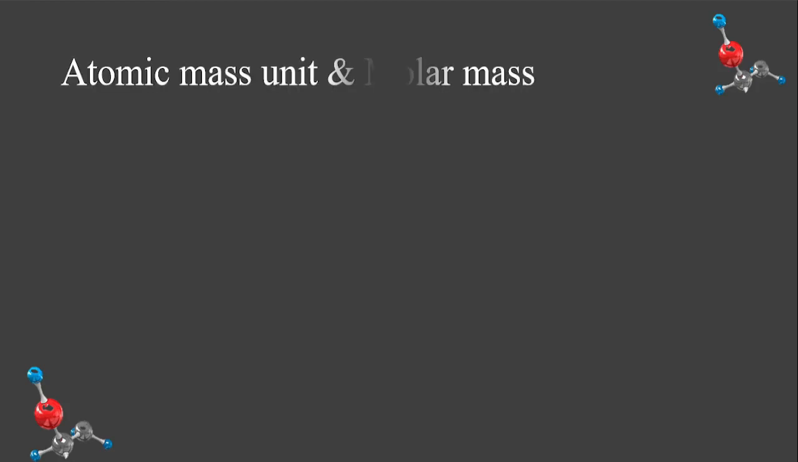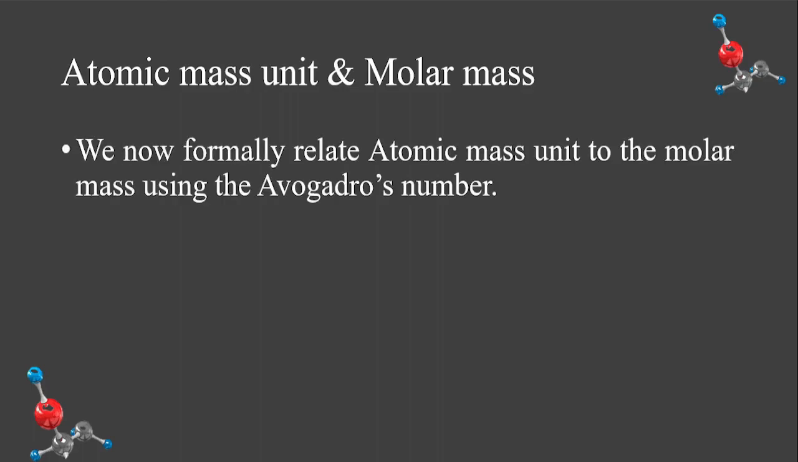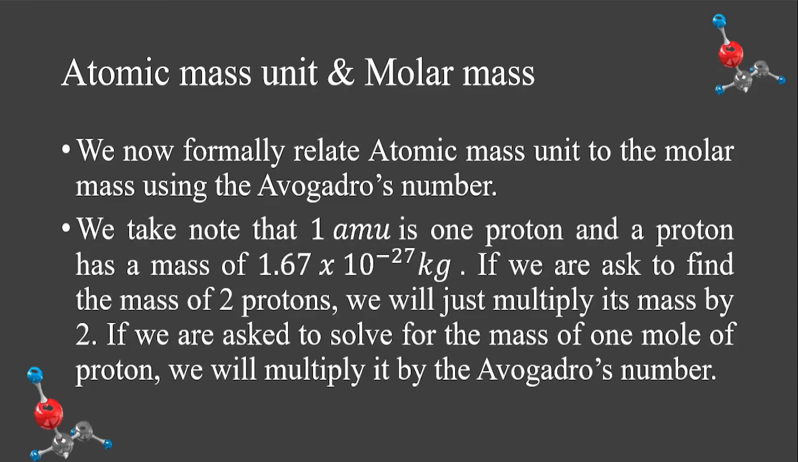We now formally relate atomic mass unit to the molar mass using the Avogadro's number. We take note that 1 AMU is 1 proton, and a proton has a mass of 1.67 times 10 to the negative 27 kilogram. If we are asked to find the mass of 2 protons, we will just multiply its mass by 2. If we are asked to solve for the mass of 1 mole of protons, we will multiply it by the Avogadro's number.